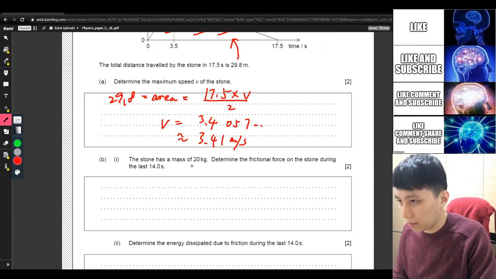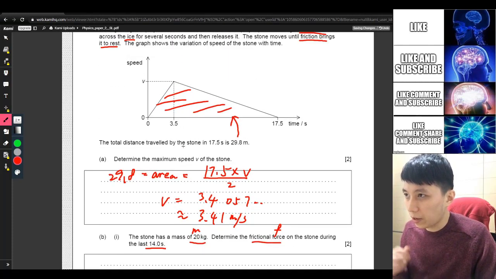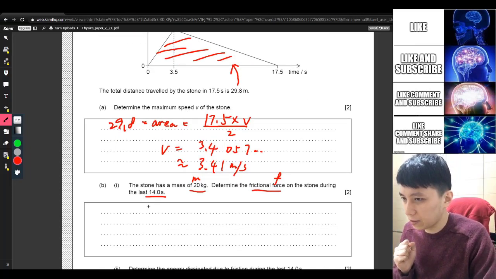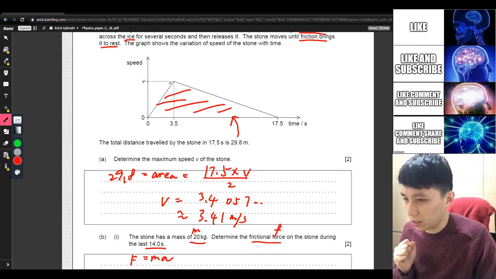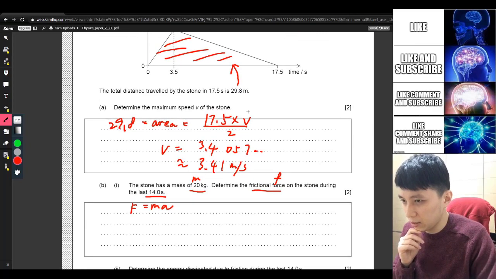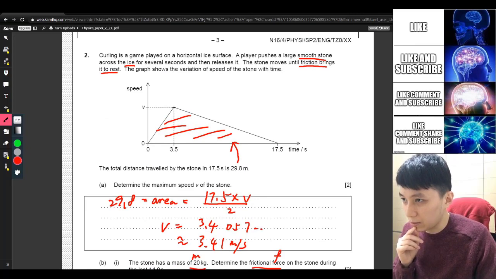B1, the stone has a mass. Okay, frictional force, find the F during this. Okay, so I think the friction is the only force that is acting on it. So that should be the net force. I think it's something to do with F equals ma, because you could find the acceleration. Or maybe there are other better methods, but I guess that is going to work. So the friction is going to be the mass times a, and that means this one, right?